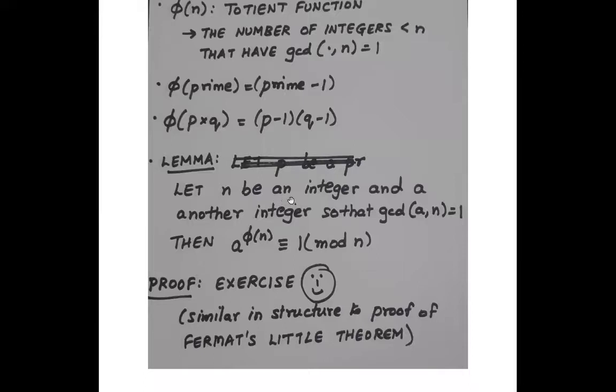So supposing n is an integer and a is another integer, so that GCD of a and n is 1, then this theorem states that a to the power of phi of n is congruent to 1 mod n. Okay, and you can see why Fermat's little theorem is a special case of this. If n was a prime, then phi of n is nothing but p minus 1. Okay, but for a general integer, this is the relationship. a to the power of phi of n is congruent to 1 mod n. The proof is an exercise. Okay, so work it out.